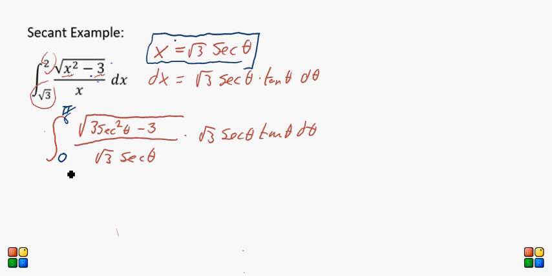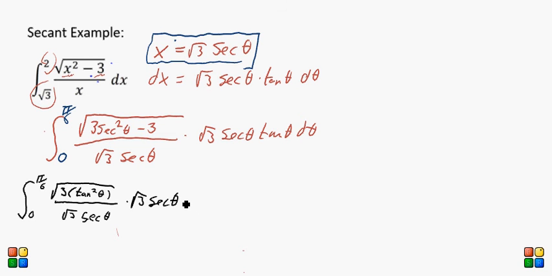Okay, now let's finish this integral. What I have is the integral from 0 to pi over 6. I have a fraction, I have a square root, and what I have under that square root is 3 times, I'll factor it, and when I factor I get secant squared minus 1, which is, by identity, tangent squared. In the denominator, I have square root of 3 secant theta times square root of 3 secant theta. Okay, I see something will cancel there. I also have a tangent theta d theta, and so the square root of 3 secants cancel out.